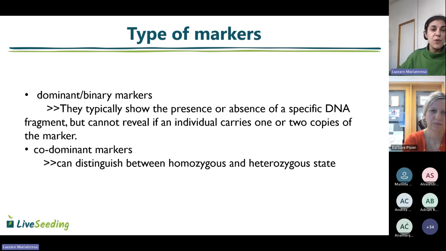The types of markers are mostly DNA markers, and they have two major categories. Markers which are binary, so presence, absence, and markers such as the SNP markers, which are codominant, like a KASP for a SNP marker, where we can separate the homozygote state from the heterozygote state.